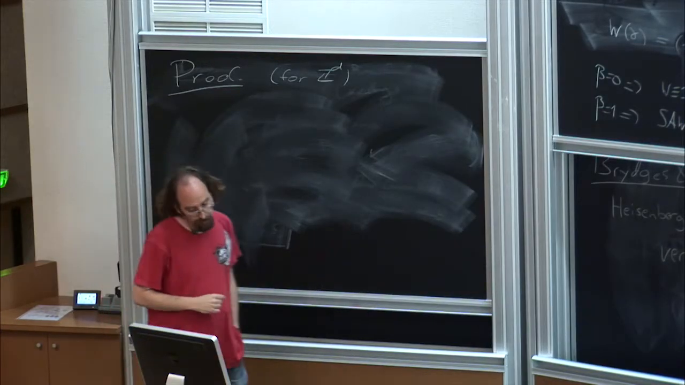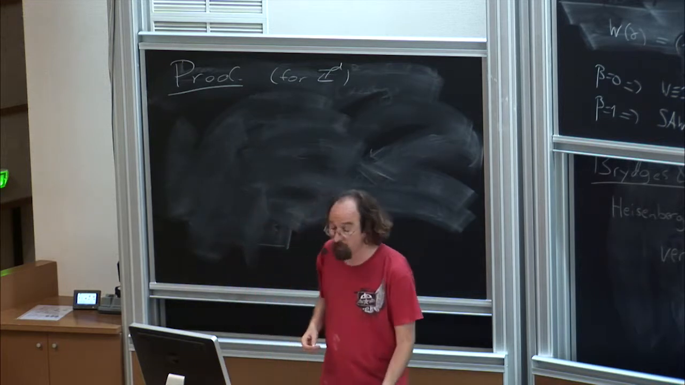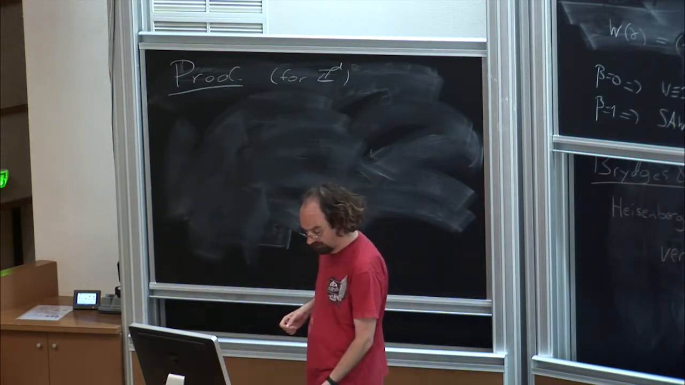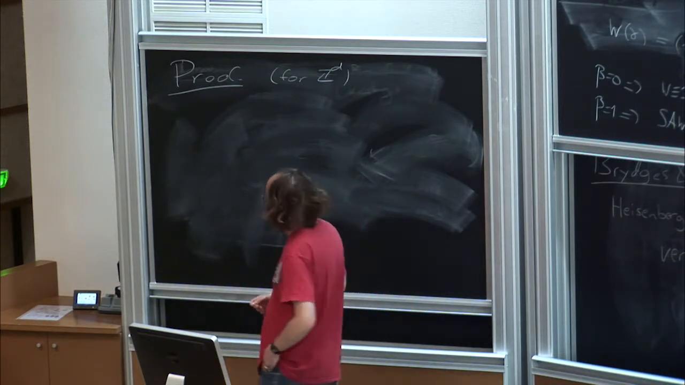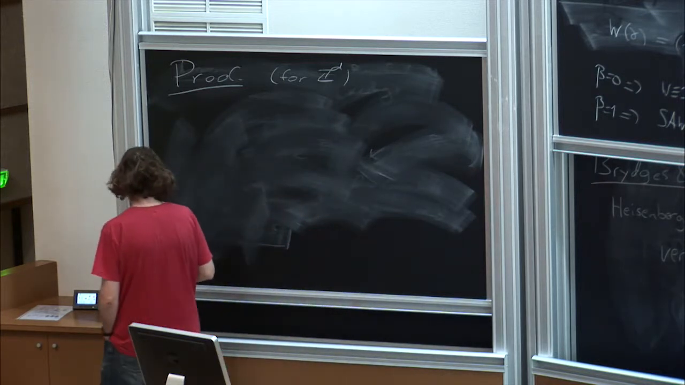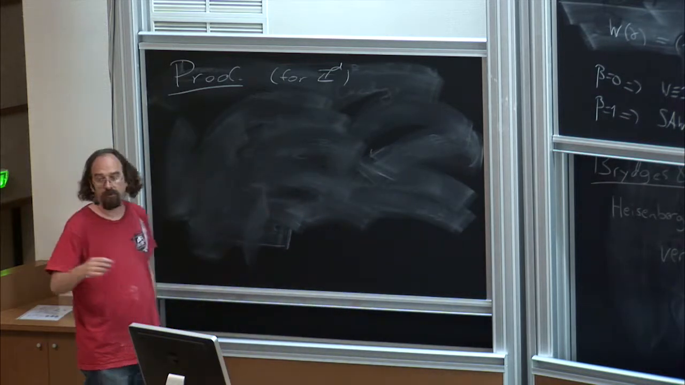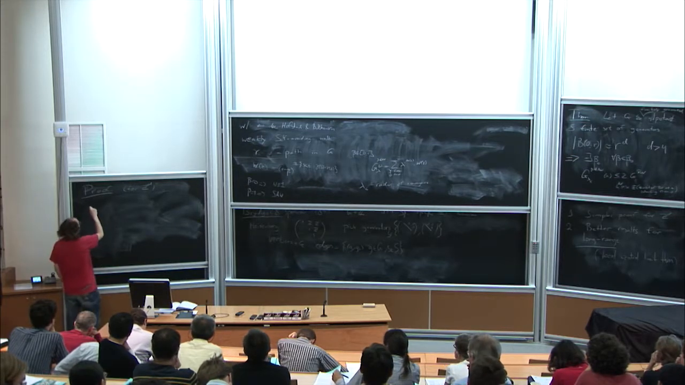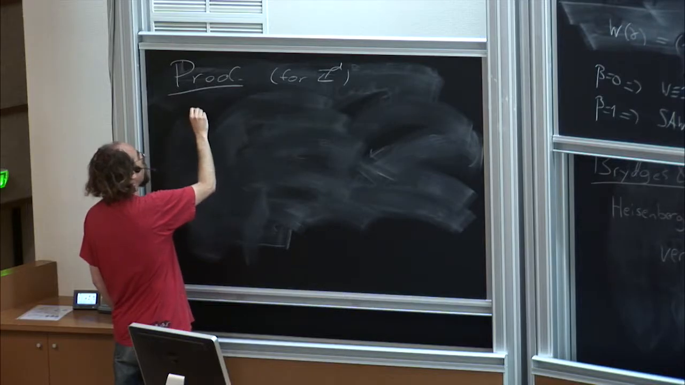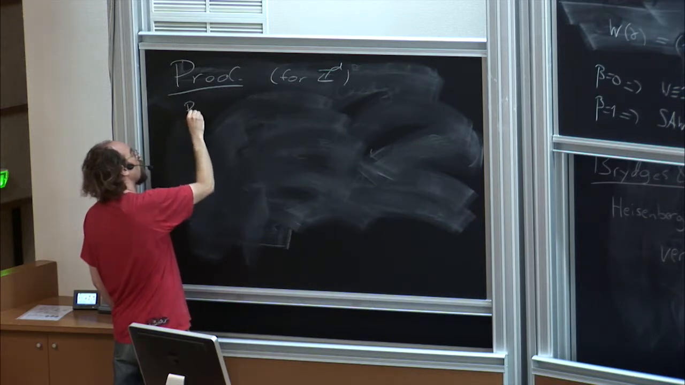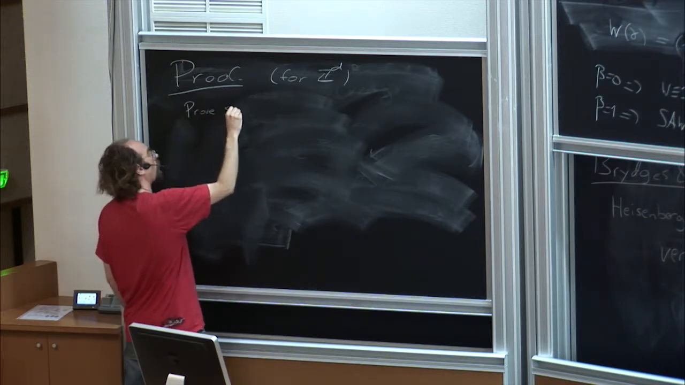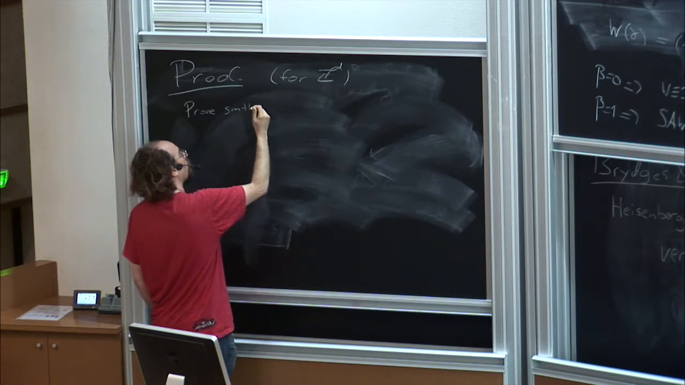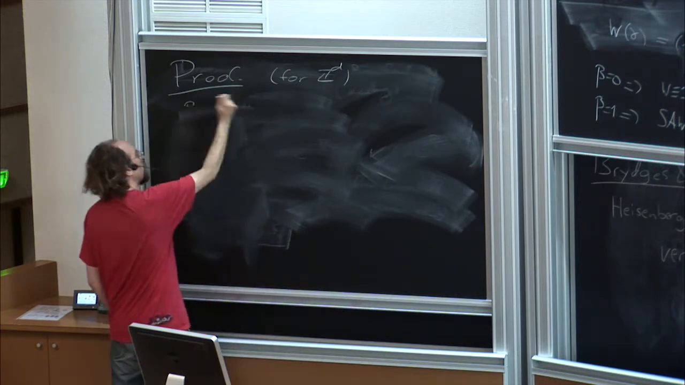So lace expansion is all about solution of convolution equations. Let's start with the question: how do you approach the critical value? The answer to this is as follows: we will prove something. Okay, let me just state two lemmas.